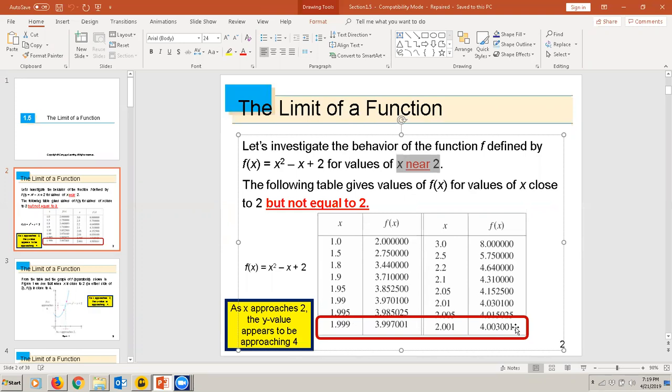So again, what I'm seeing here from this table seems to indicate that as x gets closer and closer to 2, the y value seems to be getting closer and closer to 4. So that, in a nutshell, is what a limit is all about. As the x value gets closer and closer to some number, in this example 2, what's happening to the y value? What is the y value getting closer and closer to? In this example, 4.